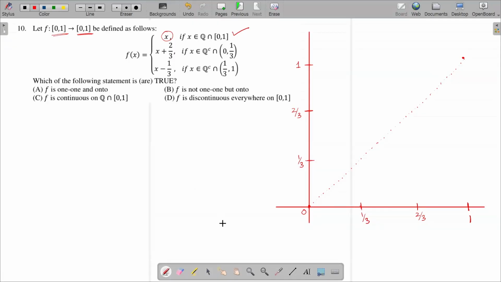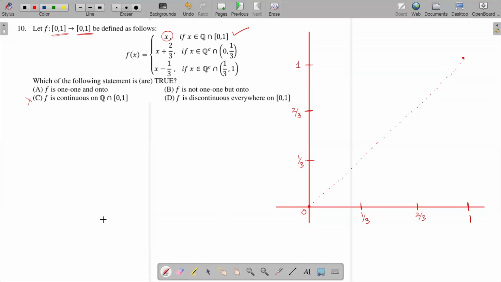So you want to say it's continuous at every irrational? No, sir, I mean to say that option C is wrong. That is, it says that f is continuous on Q intersection 0, 1. So it is wrong actually. Yes, that is wrong. That's not true. Good.